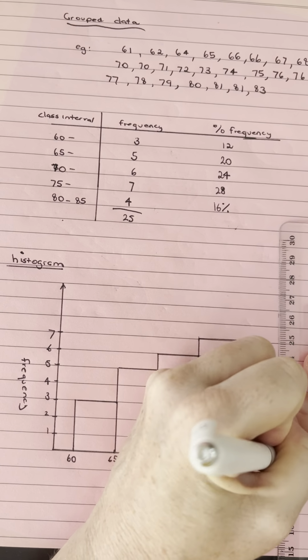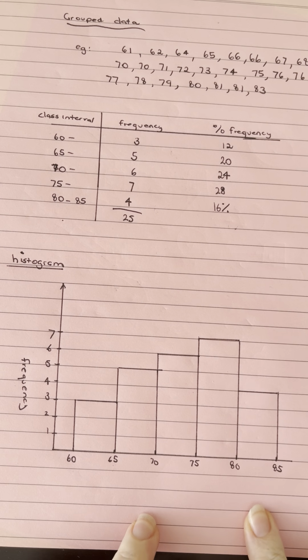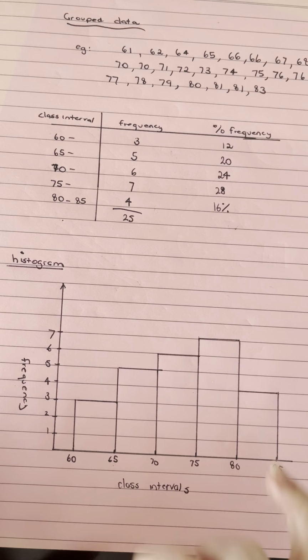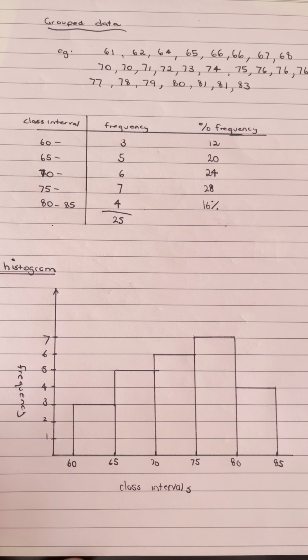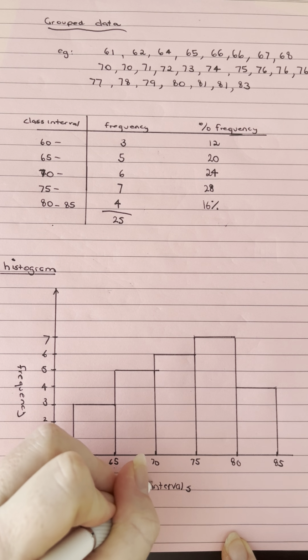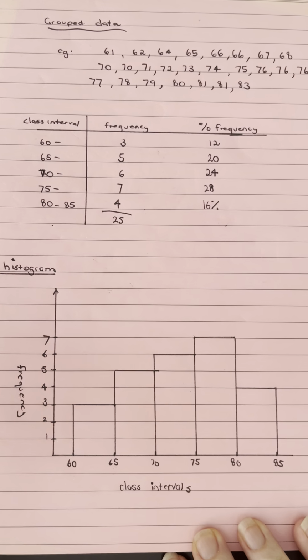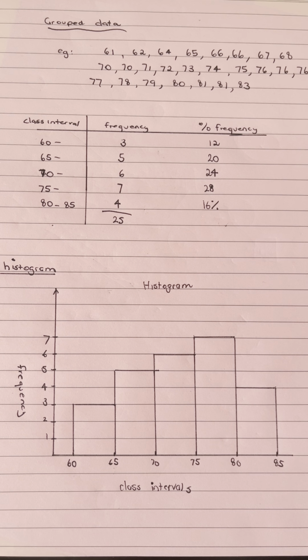I do need to put my label along the bottom here. So I've got my class intervals. If I had some information about what those numbers were, so if they were a particular measurement that was being made, I could put that information there as well. And then I can leave my title as just histogram, since I don't know what my data is for. If I did know it was for shoe size or numbers of books or numbers of TVs or something like that, I could have put that as my title as well.